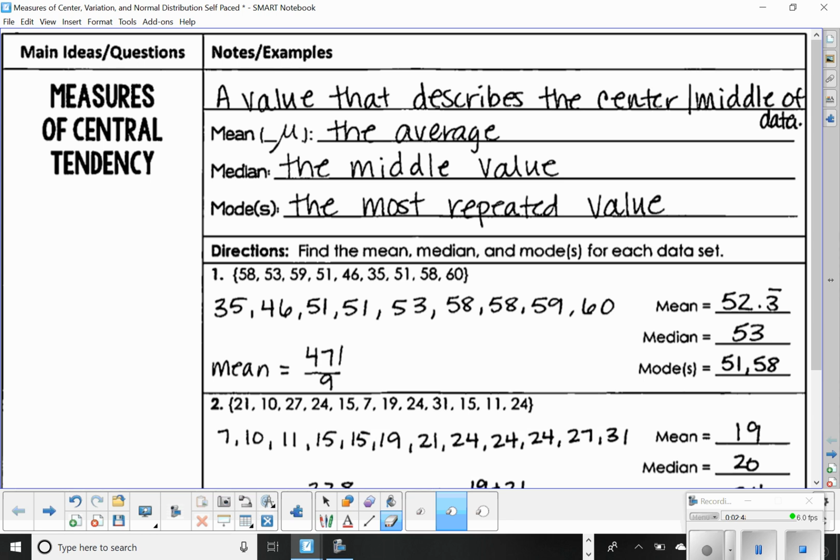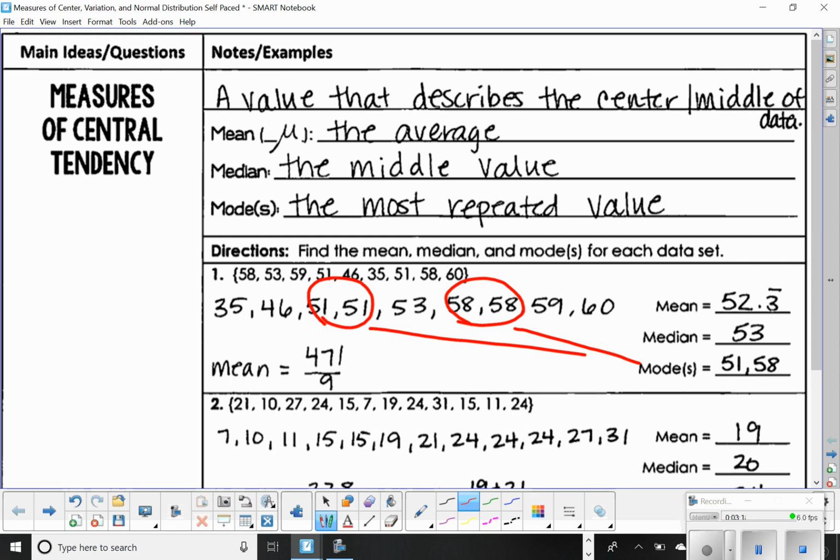So, the mean: if you add all these numbers together, there are 9 numbers, divide by 9, you get 52.3. The mean doesn't actually have to be a number that's in the data set. The mode, which ones are most represented? Well, 35 is once, 46 is once, 51, I have 2 of them, 53, 58, I have 2 of them, 59, 60. So 51 and 58, those are my modes. They are most represented.